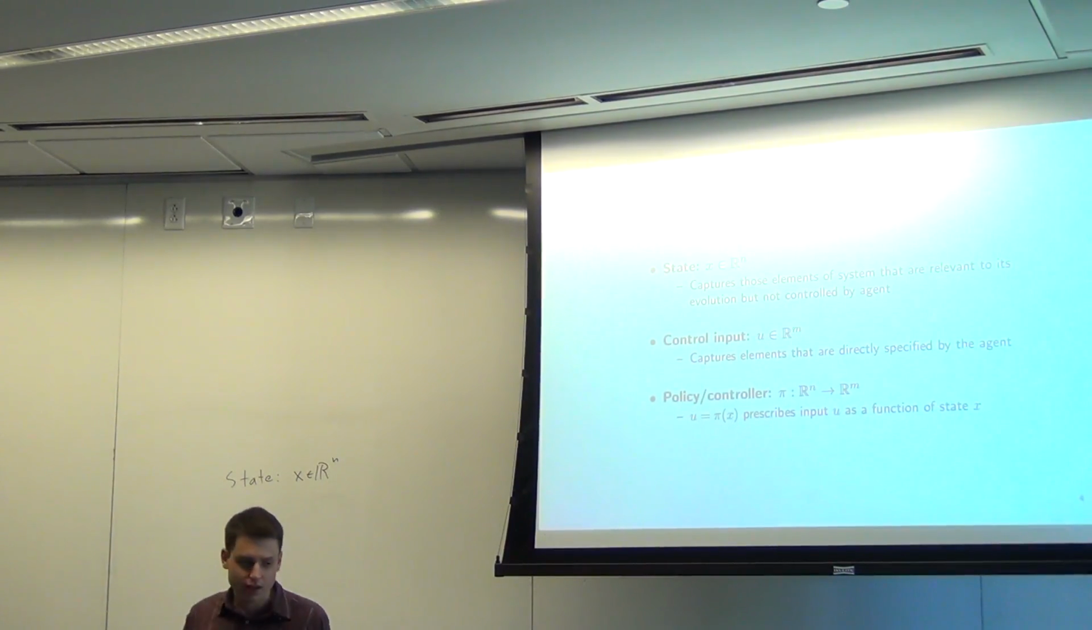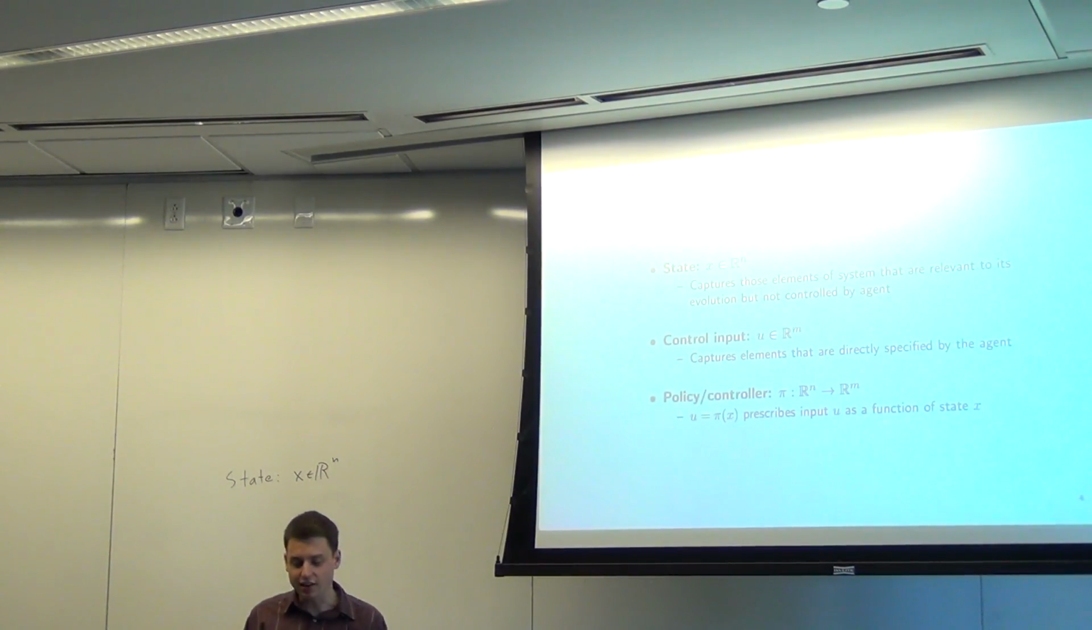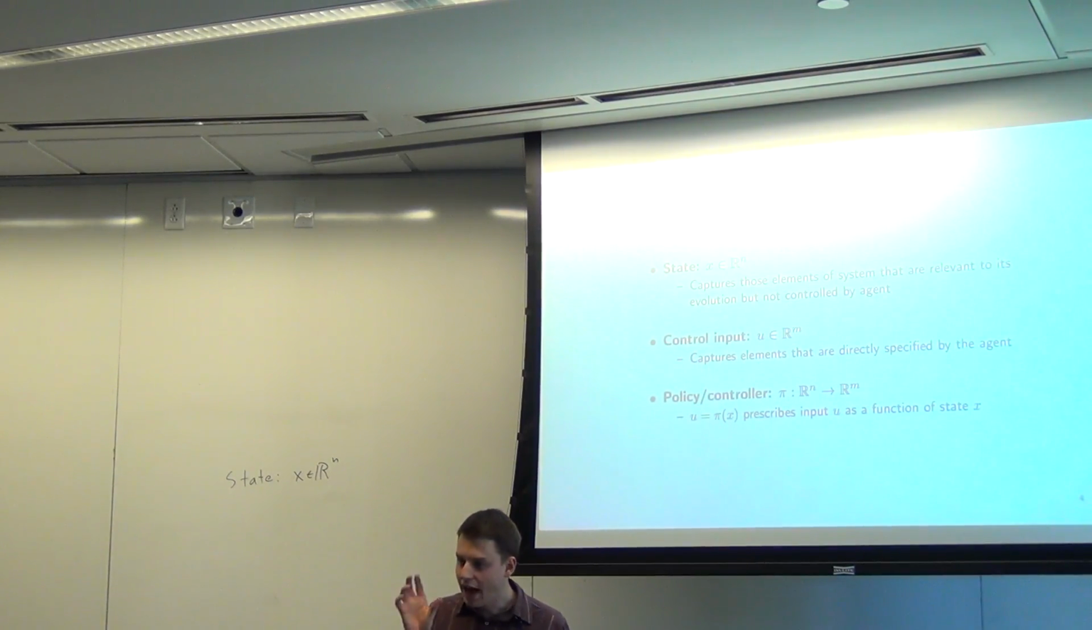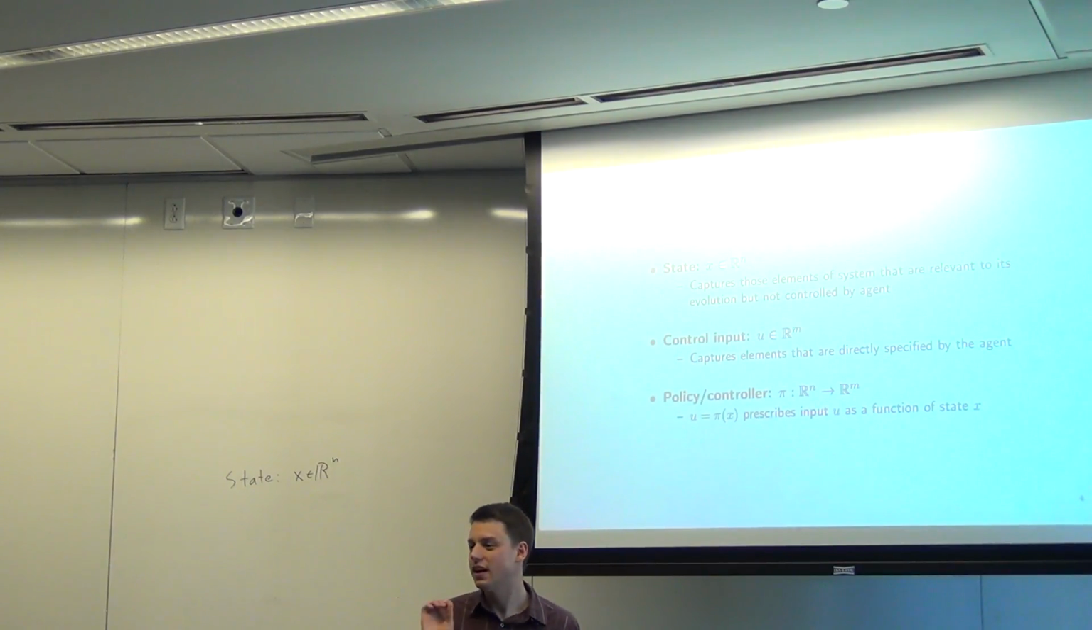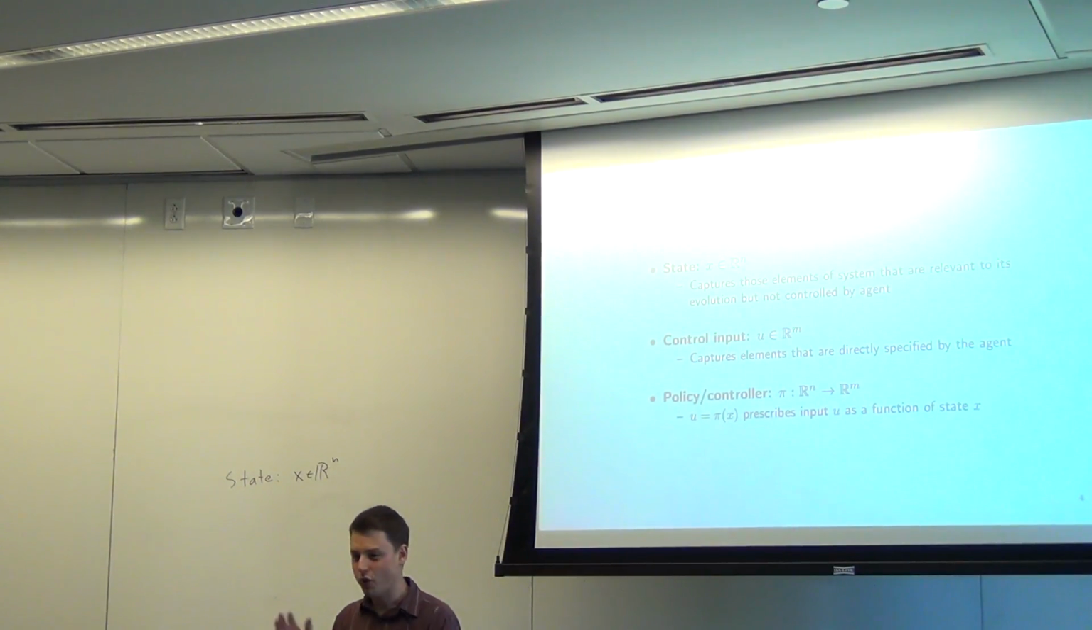Let me give the definition here. The state, somewhat informally, but this is actually not a bad definition, captures all those elements of the system that determine how it evolves, but which the agent, the controller, whoever we are controlling the system, cannot directly affect. And what I mean by directly affect there is important, because we can, of course, affect the state. But I'm using the term state to mean those things that we can't instantaneously switch.